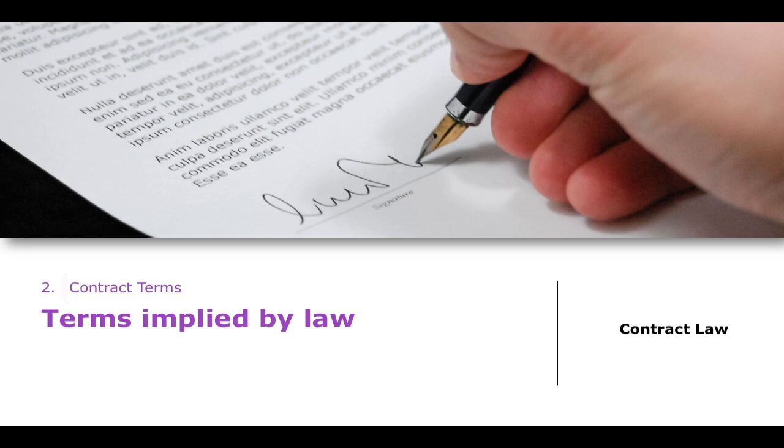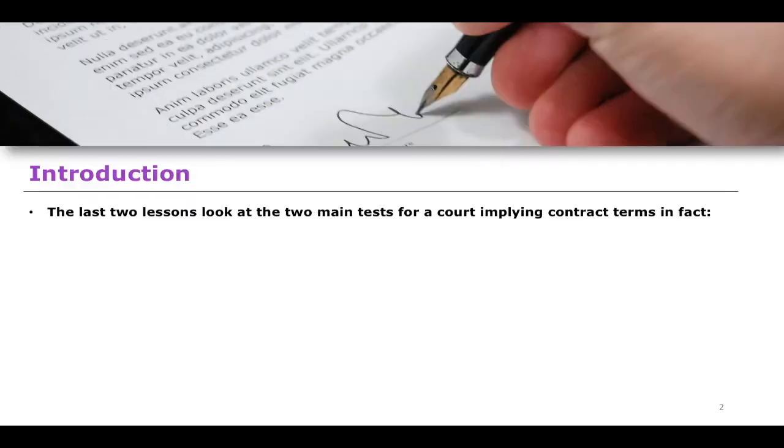This lesson is going to talk about the ways in which terms may be implied through law. What I'm going to do is essentially just do a basic overview of what we've been talking about so far in the previous lessons, and then talk about how we make the shift from terms that have been implied in fact to terms that are implied through law. The last two lessons looked at the two main tests for determining whether or not a contractual term may be implied in fact.